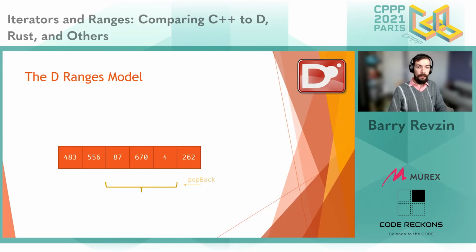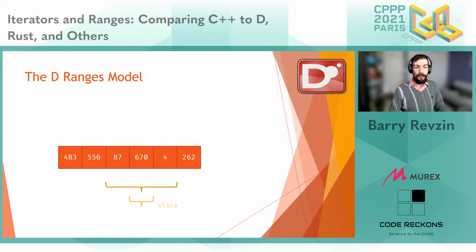If the range supports it, we can also popBack to drop the last element of the range. And notably, there's no unpopFront and there's no unpopBack. Ranges in D can only shrink. Now, this is a safe operation in the sense that a range knows when it's safe to shrink because it knows when it's empty. But we'll see situations where this becomes pretty interesting.